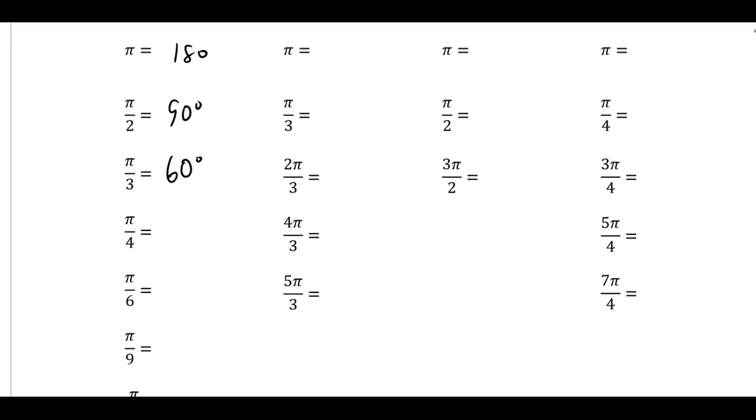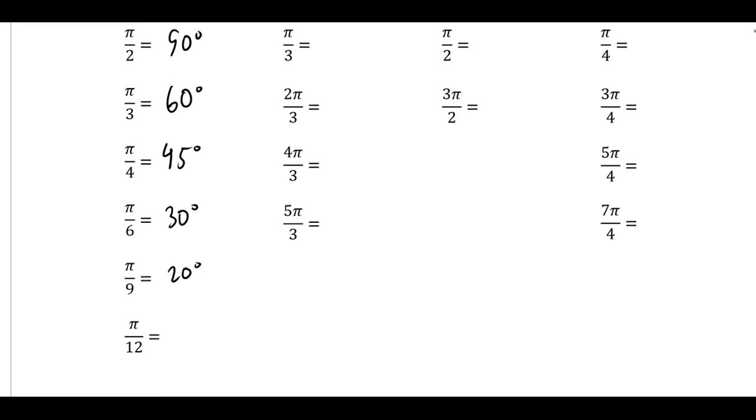What's pi by 4? Well, that's like pi by 2 and then by 2 again. So that would be, Vivian? 45 degrees. That's one of the special triangles, has 45 degrees in it. So you see a pi by 4, that's what I would start thinking about. What's pi by 6? See how easy this is? 180 divided by 6, that's 30. Pi by 9? 20. Pi by 12?